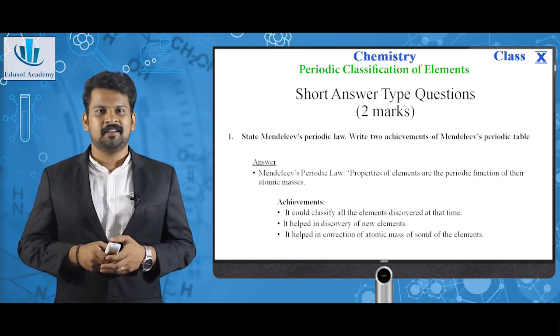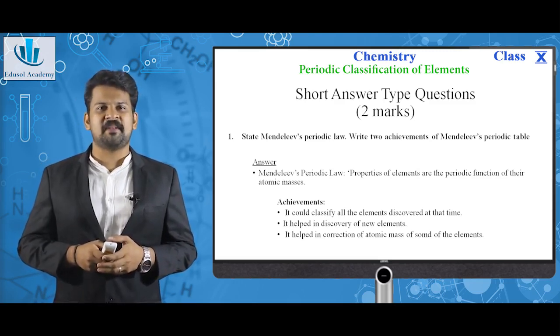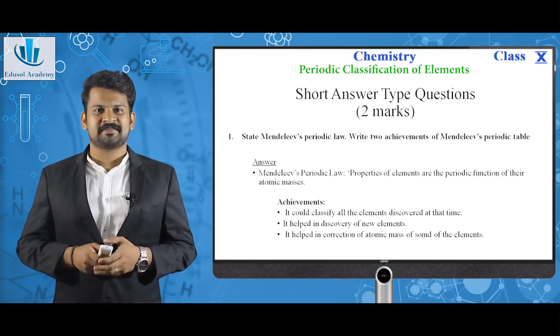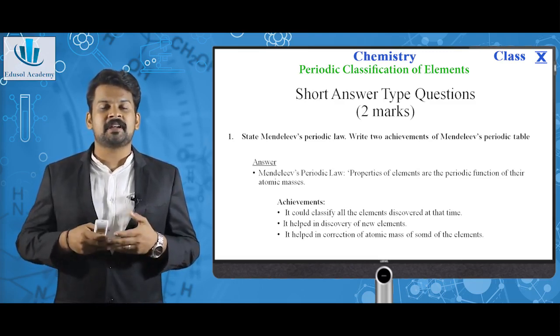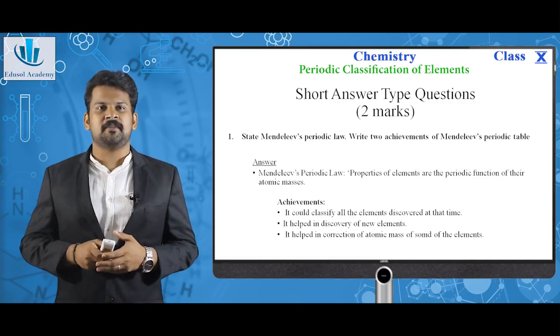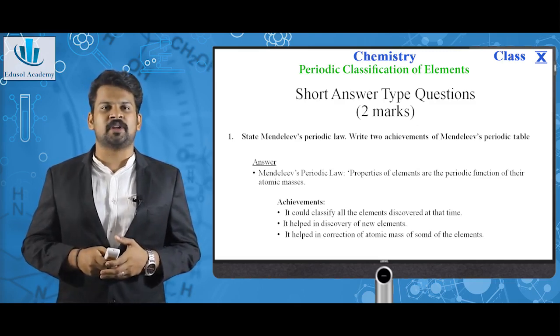The achievements are: it could classify all the elements discovered at his time. It helped in the discovery of new elements. It helped in the correction of atomic masses of some elements which were incorrect at that time.